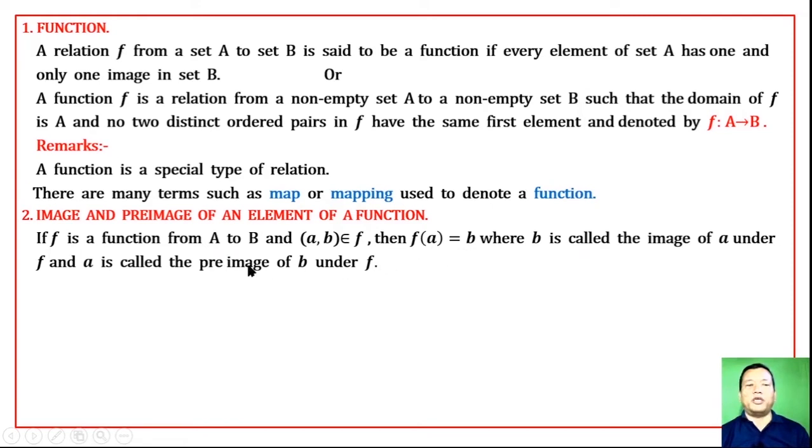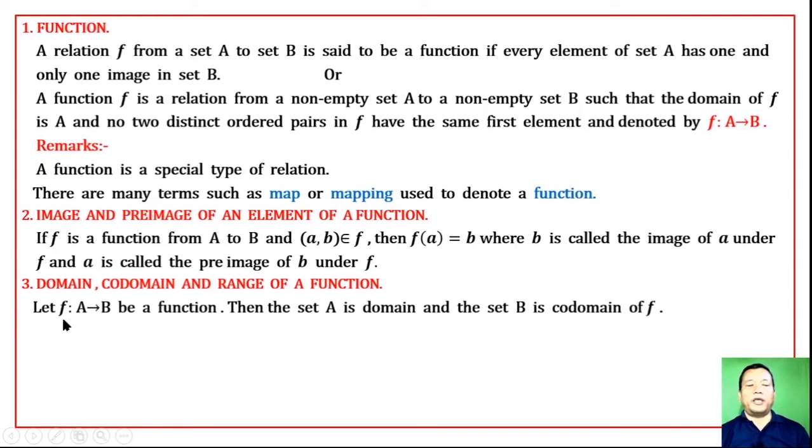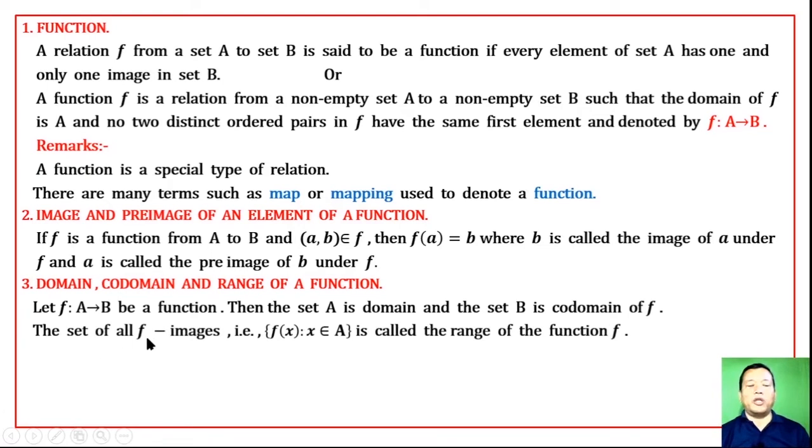B asibu a gi function f ki makha doiba mami kawi, a asibu na b gi function f ki yengnaruba da pre-image kawi. Domain, codomain, and range of a function. Let f be a function from the set A to the set B, then the set A is called domain and the set B is called codomain of f. The set of all f images, that is the set consisting of f of x such that x belongs to A, is called the range of the function f.